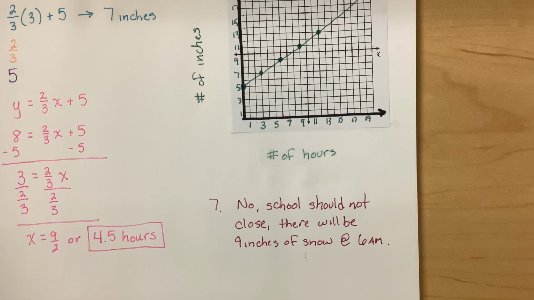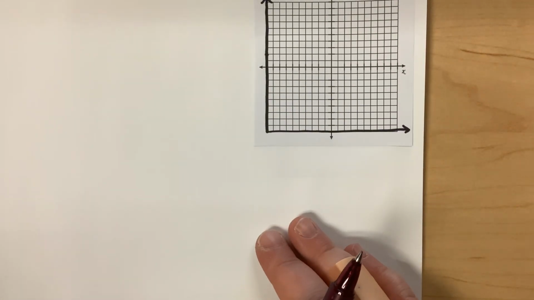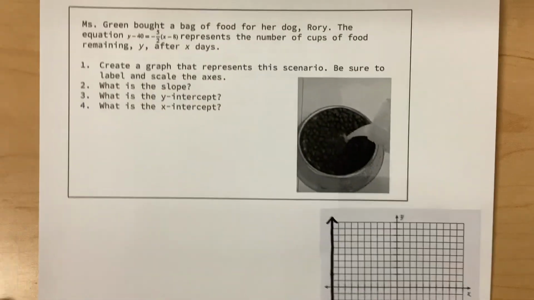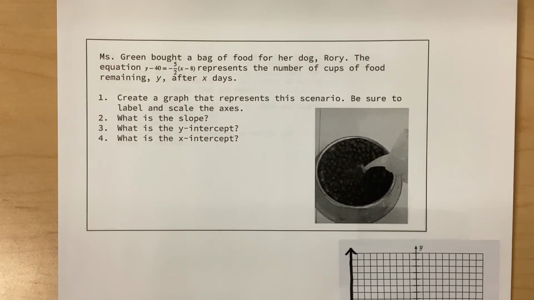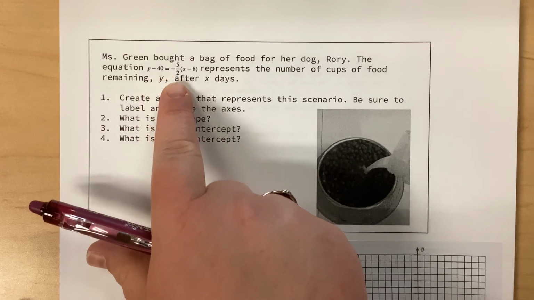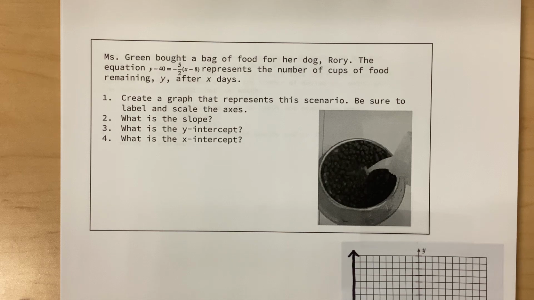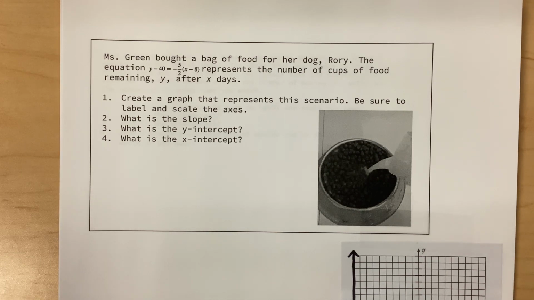Okay, and that's it. That's slope-intercept form. Let's try one with point slope. All right, so Miss Green bought a bag of dog food for Rory. The equation that you see here, y minus 40 equals -5/2 times x minus 8, represents the number of cups of food remaining, which is y after x days. So the first thing it wants us to do is create a graph that represents the scenario. Be sure to label and scale the axes.